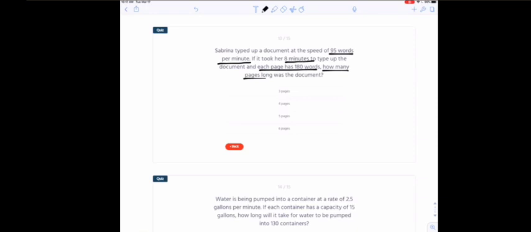So let's see. If we want to know the number of pages, then we have to know how many words there are, because the number of pages depends on the number of words. So let's start with words. We don't know how many words there are, but we know that she types 95 words for every 1 minute. And we know that she did that for 8 minutes. How many words are there?